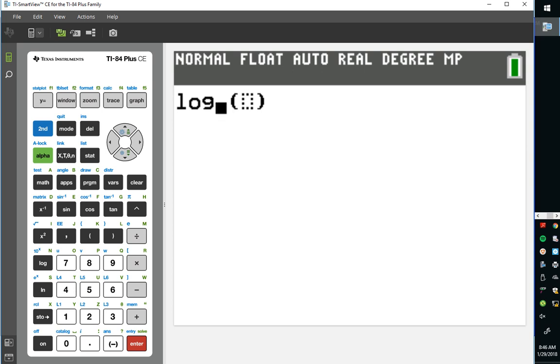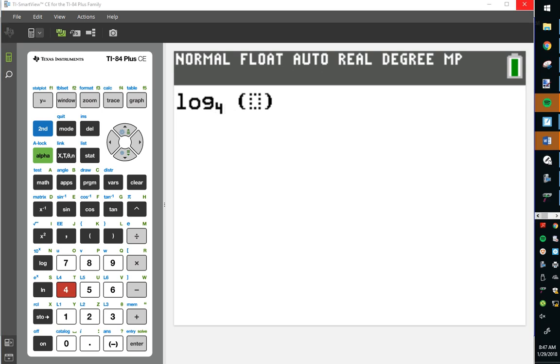Let me type in a 4. That's less than helpful. Log base 4 of 17. I don't know why it won't let me type right now. Sorry. Log base 4 of 17. Type it in. Hit enter.